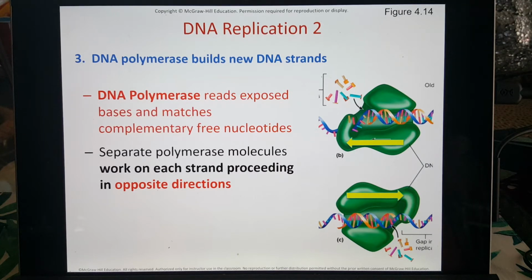So again, thymine is always going to pair with adenine. Guanine is always going to pair with cytosine. So we have two strands of DNA. We have two DNA polymerases working in opposite directions of each other. So one's going to go towards the replication fork, one's going to go in the opposite direction.